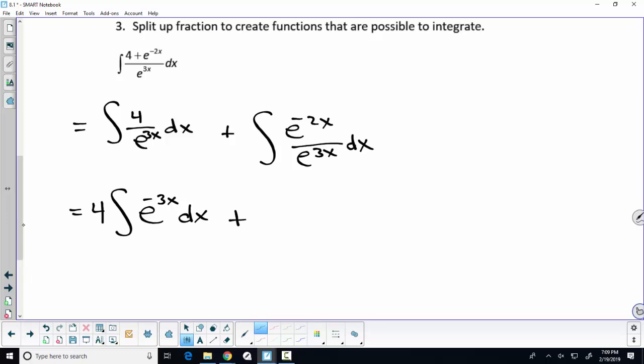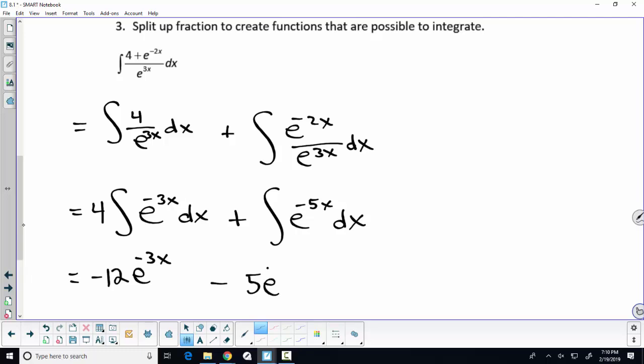What's e to the negative 2x divided by e to the 3x? E to the negative 5x. And so both of those we can do pretty simply. So the antiderivative of e to the negative 3x is what? Negative 1/3, okay, good. Negative 1/3 e to the negative 3x. And then the antiderivative here, negative 1/5 e to the negative 5x.